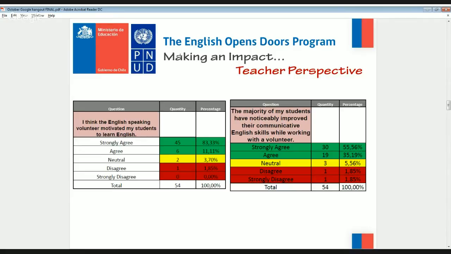And again, over 90% of the teachers agreed, yes, that was their experience, and that's how they felt about working with the native or near native volunteer English speaker. We also asked if they thought the majority of their students had noticeably improved their communicative English skills while working with a volunteer. And again, we have really great results from that particular survey.